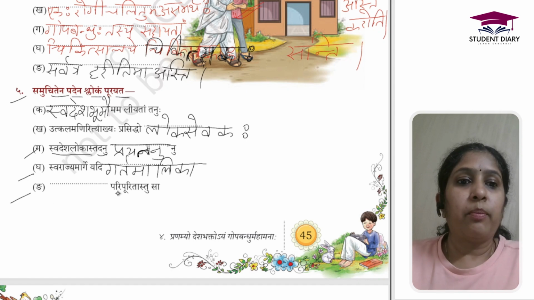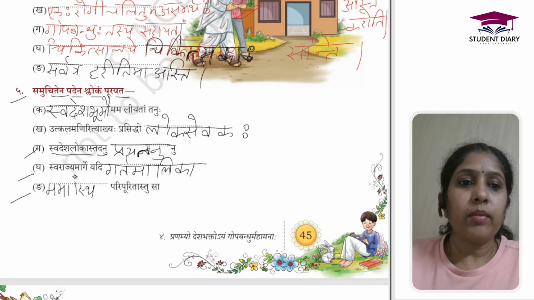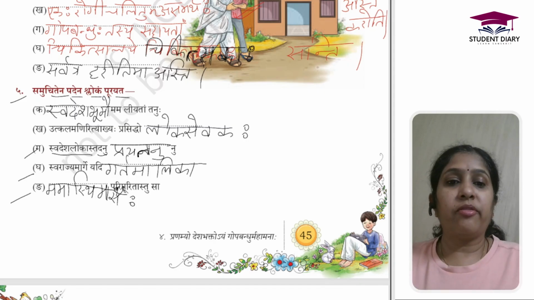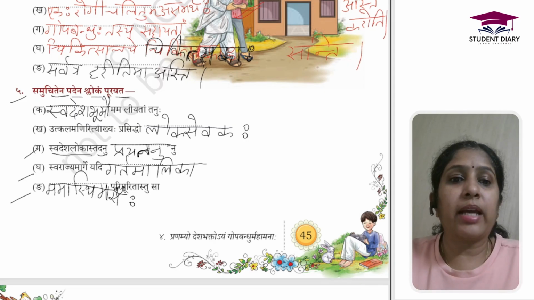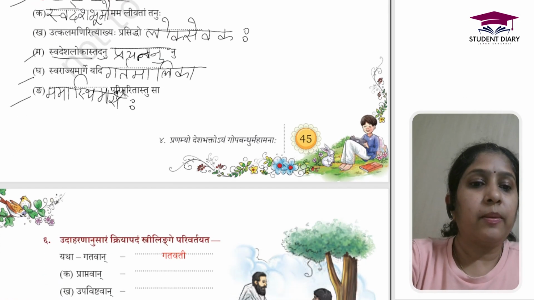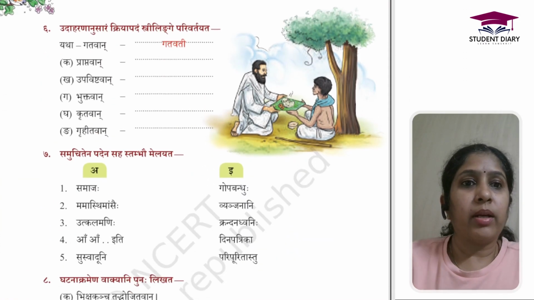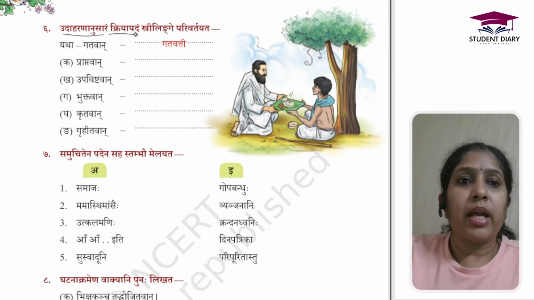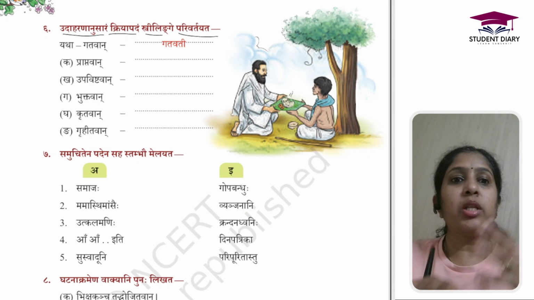Next one, dash pari puritah tu sa. So it was mam asthi, then mamsai, right? With my bones and flesh, it is the same shloka, the last line, and that gap should be filled, right? I hope everyone has understood. Let's go for the next one. Udaharanam anusritya kriyapadam strilinge parivartayata. So you have to change the verb.